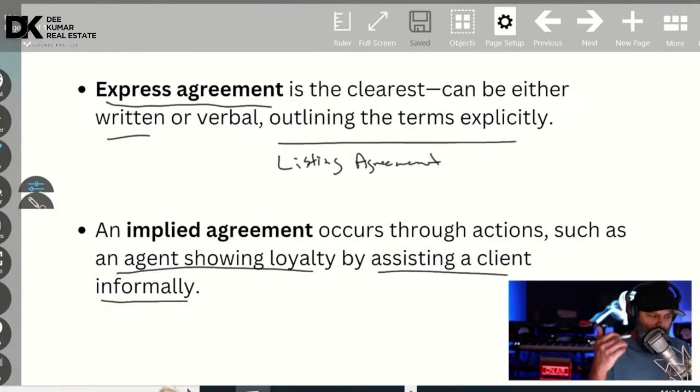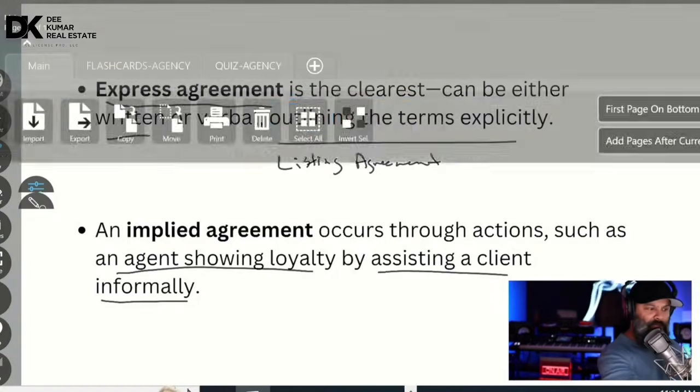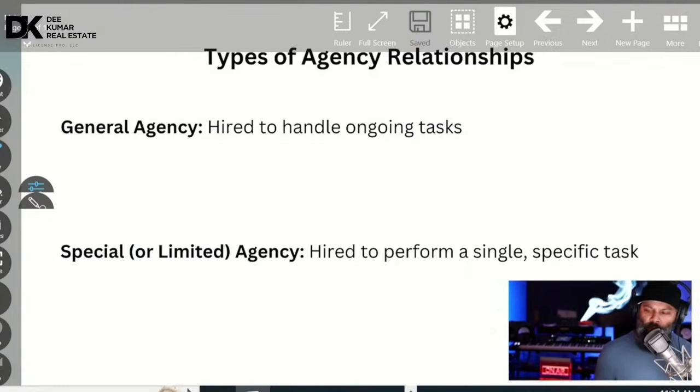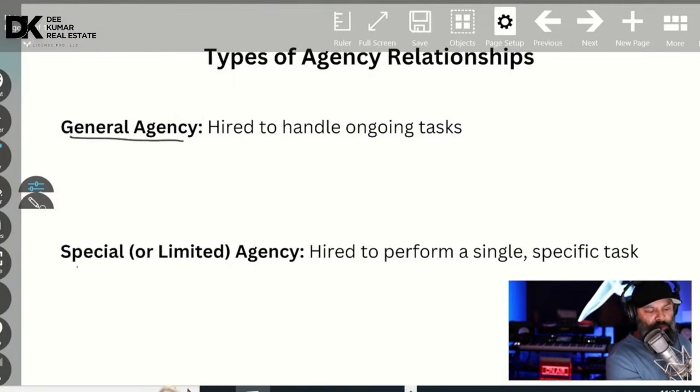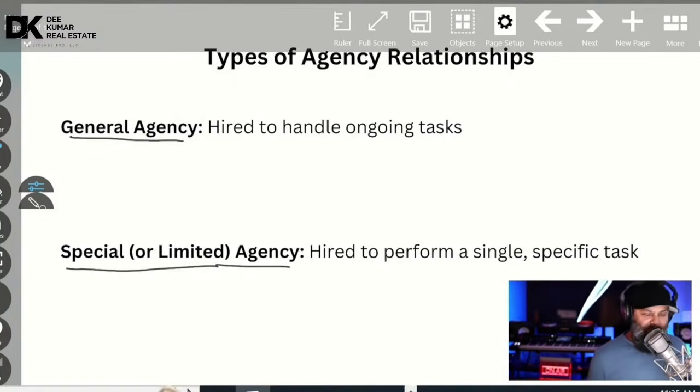Obviously, the best way to create an agency relationship is through express agreement, right? That's the best way. But we can also create these implied agreements as well. So you want to know express versus implied. Now, in the world of the types of agency relationships, we have something called a general agent or general agency, and then we have something called special or limited agency. Now, these are definitely things you see on exams.